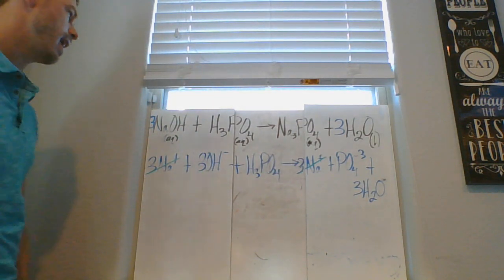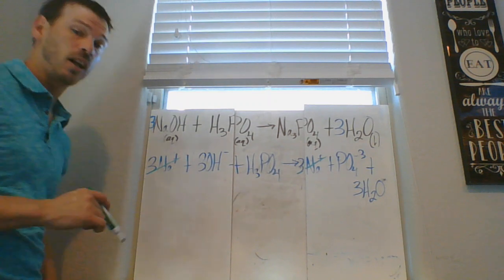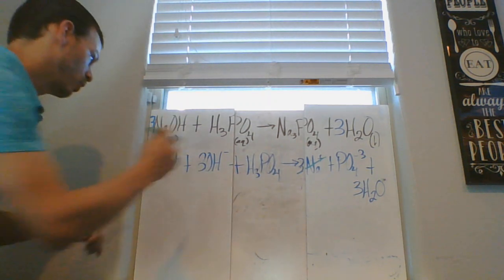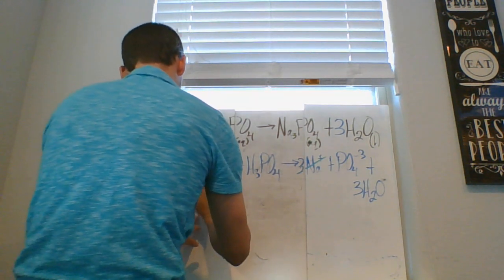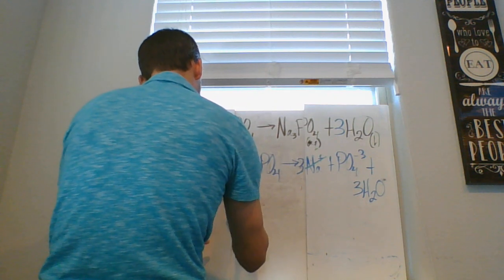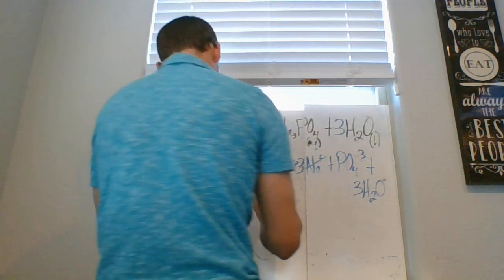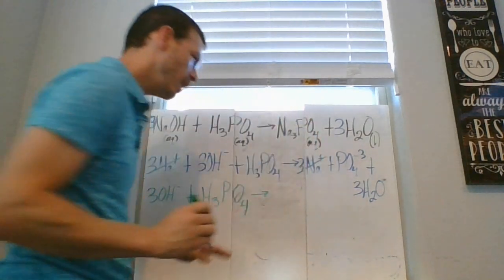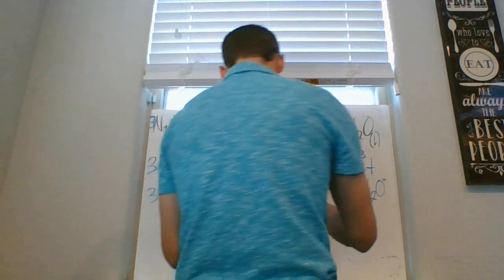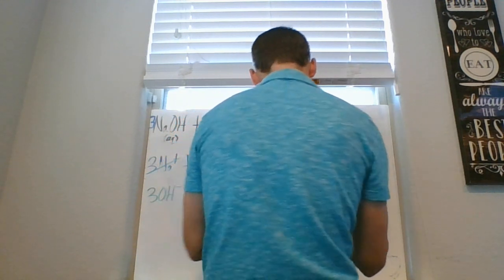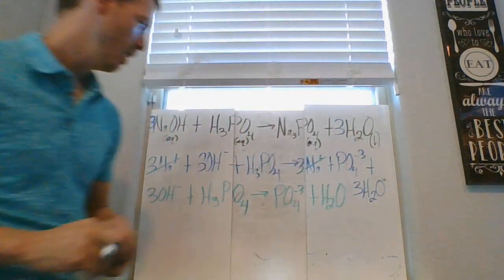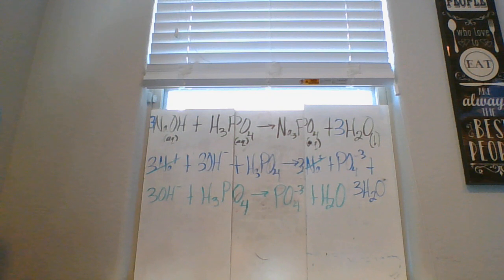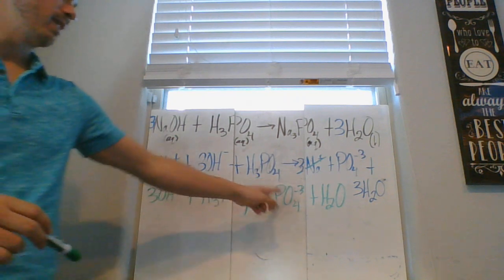So when I'm going to write the complete ionic equation, I'm sorry, the net ionic equation, I'll bring down all of the other stuff. So the final will be these 3 OH minuses plus the H3PO4 is going to yield the PO4 minus 3 and the water. And in green there, you can now see the net ionic equation. Aqueous, aqueous, aqueous, liquid.